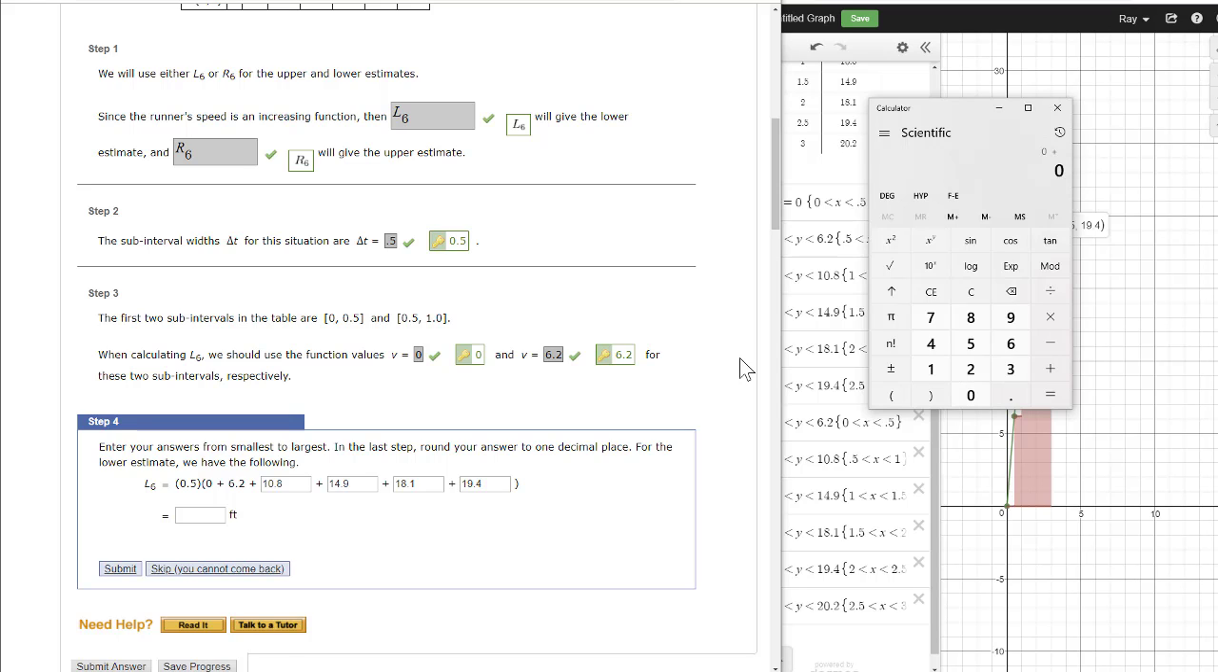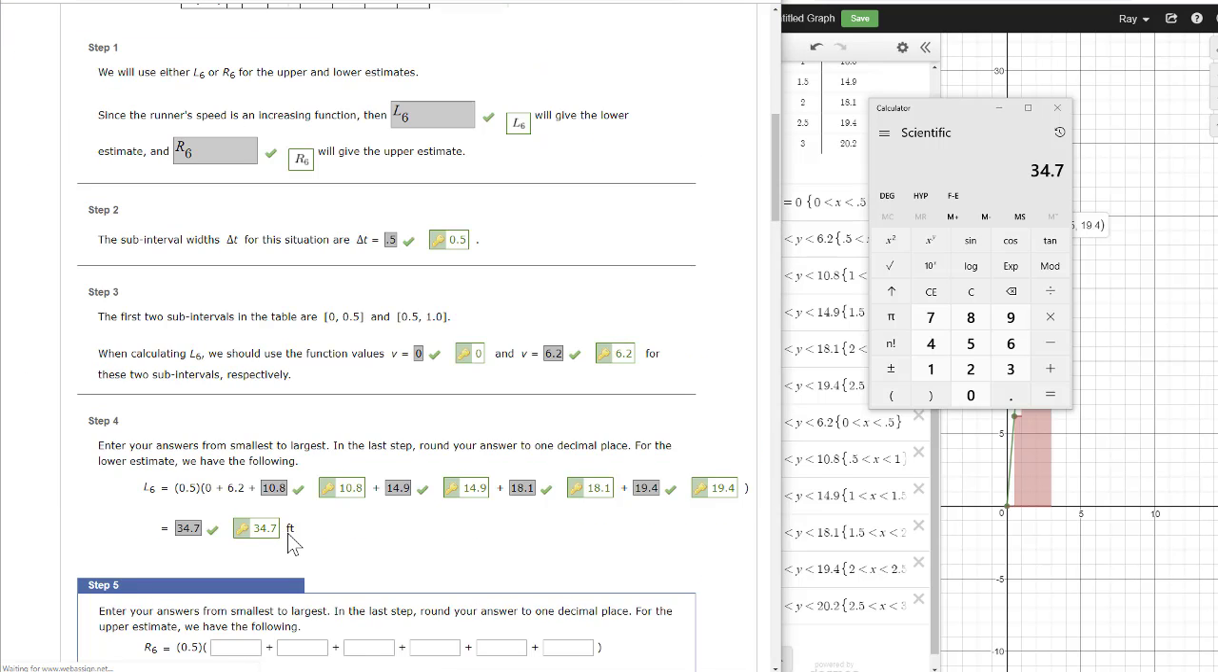0 plus 6.2 plus 10.8 plus 14.9 plus 18.1 plus 19.4, and then we have 69.4. But remember, there's a 0.5 in the front here, so it's going to be divided by 2 or multiplied by 0.5. So the whole total here would be 34.7. So that's the left-hand approximation, and it looks like it's going to be a lower bound.